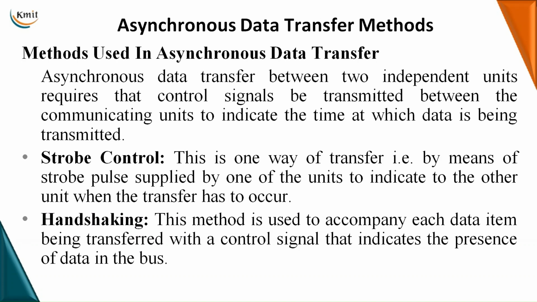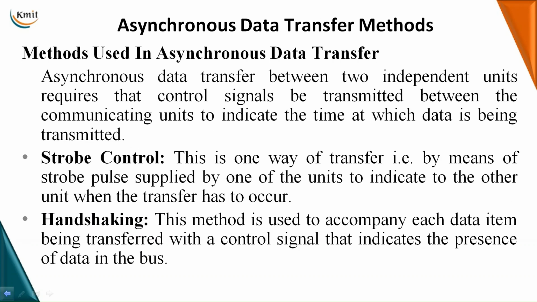So what are the different types of methods used in the asynchronous data transfer mechanism between the sender and the receiver? Asynchronous data transfer between two independent units requires some control signals to be transmitted between the communicating parties before the actual data is being transmitted. So there are two types of methods. One is the strobe control mechanism and the other is the handshaking mechanism.